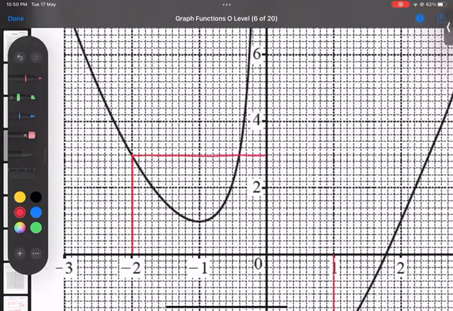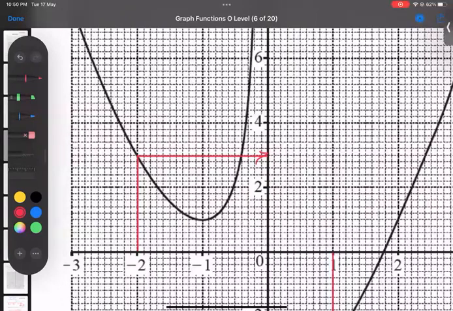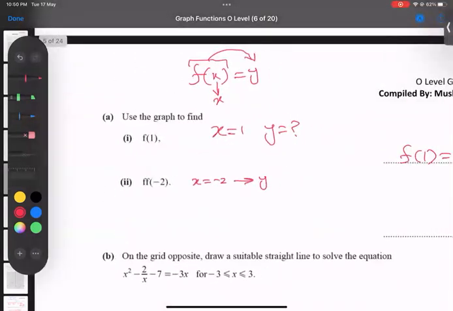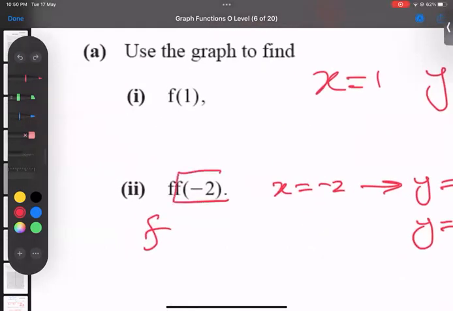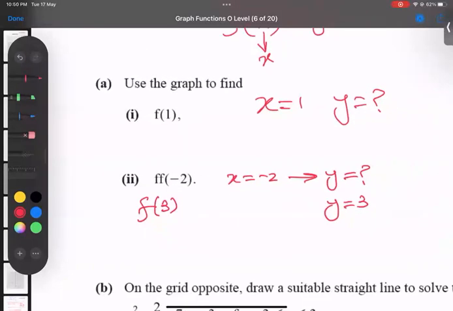And this is my answer. It is 2.2, 4, 6, 8, 10, so it is 3. It means at -2, I'm getting 3. So y becomes positive 3. Now this bracket, I got the answer 3, so this will behave as x now. It means this will behave as an x. So this is an x now.